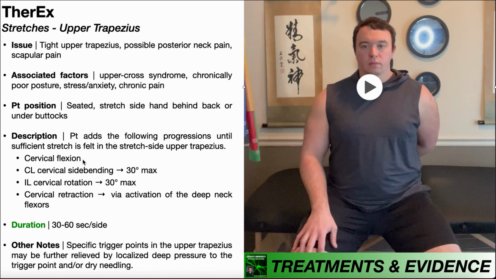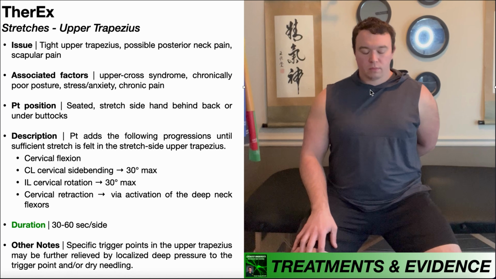Cervical flexion is first, followed by contralateral cervical side bending, followed by ipsilateral cervical rotation, and then ending with cervical retraction via activation of the deep neck flexor muscles. Now, because we're doing cervical flexion, which takes place in the sagittal plane, and following it with side bending that takes place in the frontal plane, there's not going to be a lot of motion left for this cervical rotation, so you may not have a lot of this remaining. And that's via Fryette's third law, which we cover in a separate video.